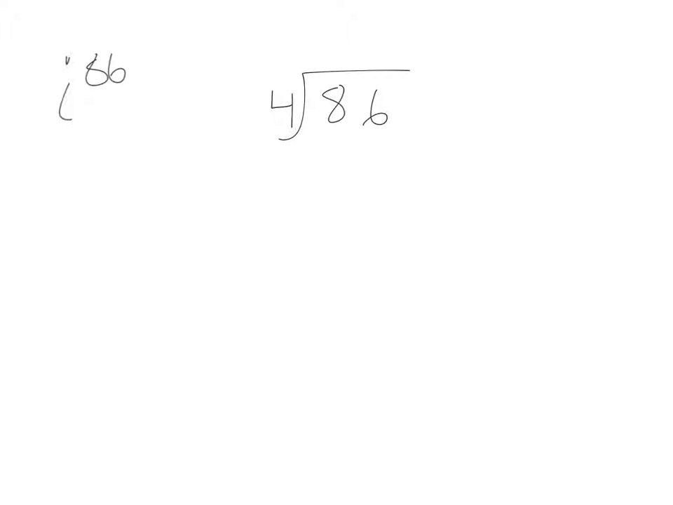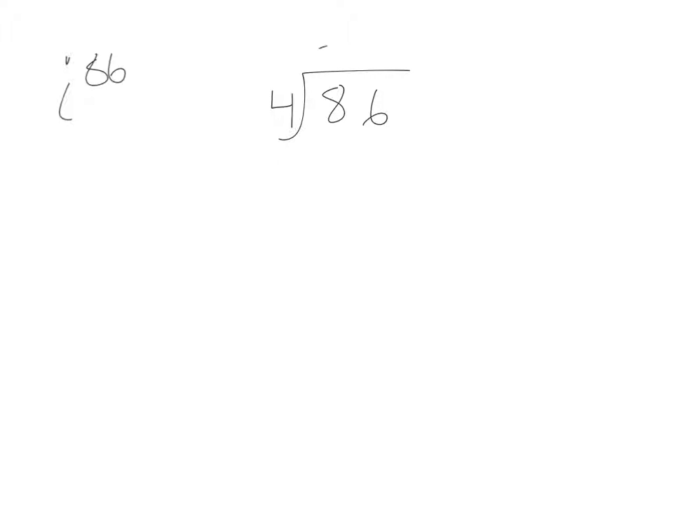Although I would think about the fact that we know 4 goes into 80, so then 4 has to go into 84 with a remainder of 2. But for 86.